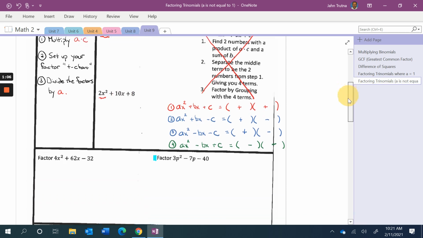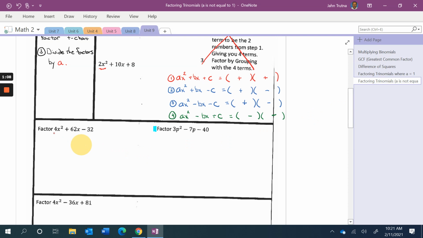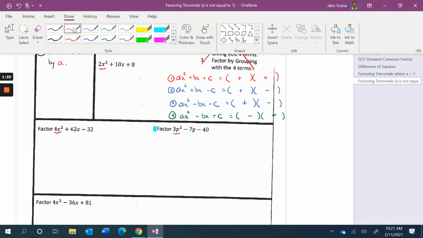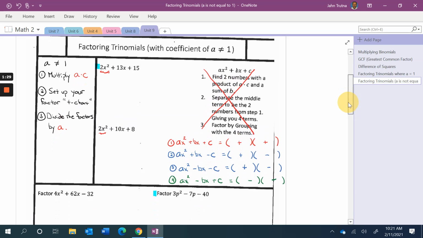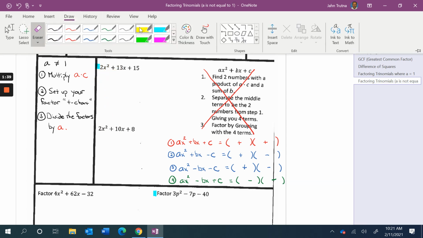If you notice, in every example that we're going to do today, the a value is always going to be different from 1. In this case, the a value is 4. If I go over to this equation right here, the a value is 3. So every single problem we're going to do today, the a value is some number other than 1. It's basically going to be the same as how we factor trinomials, but with a little bit of a difference. You're going to have to do one or two extra things.